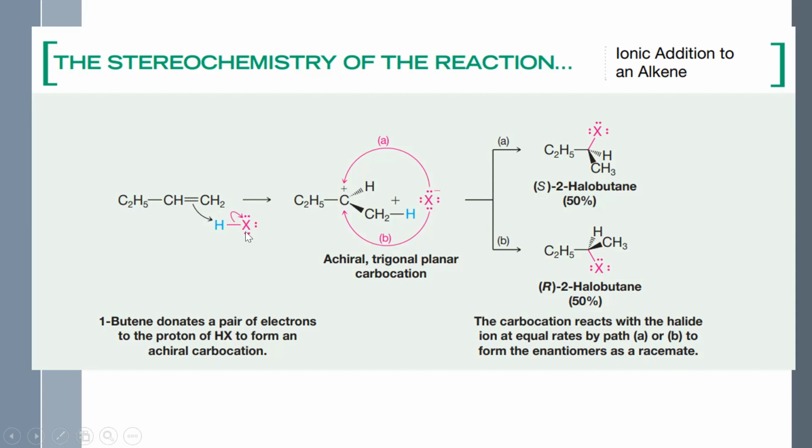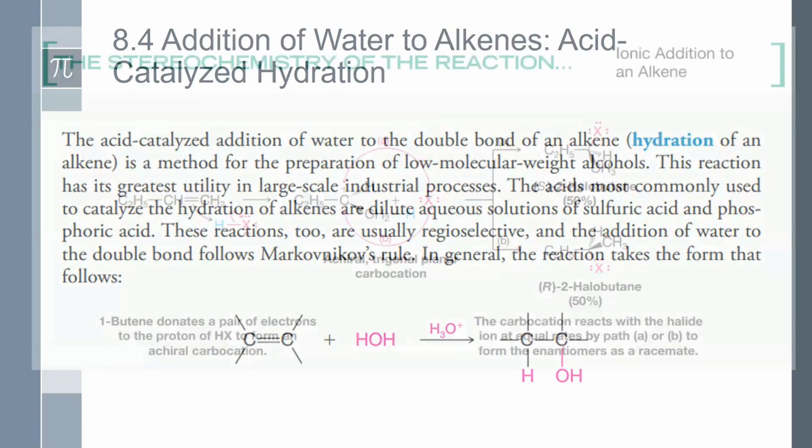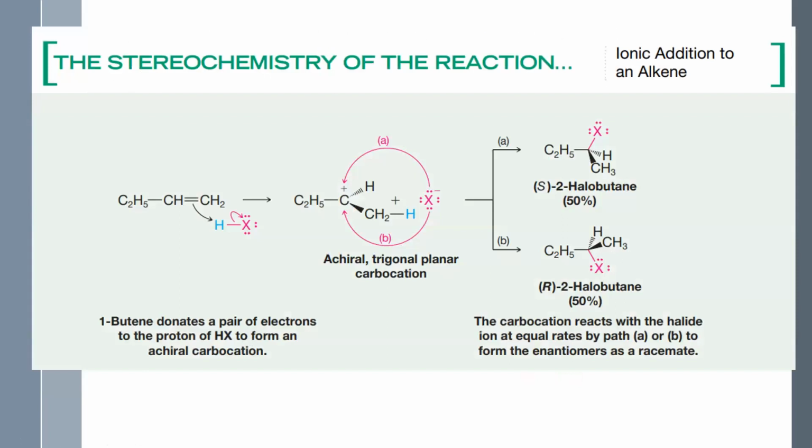So what you will get is a halobutane. It's not specified which halide here. If the halide adds from above, you get this one, and the other groups are pushed downwards, giving a tetrahedral structure. And if the halide reacts from below, you get this one, and you have an S and an R enantiomer. So the carbocation reacts with the halide ion at equal rates by path A or B. You get 50% S and 50% R, so what you get is a racemic mixture.